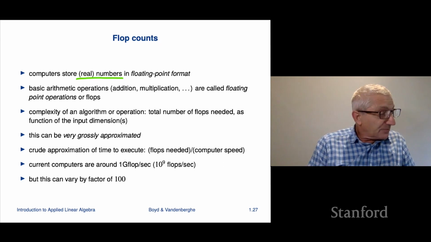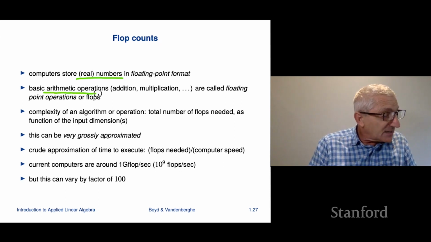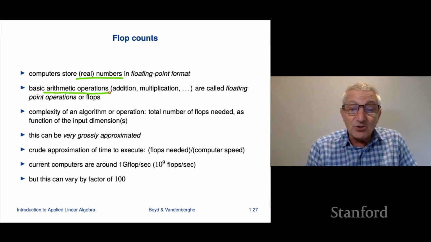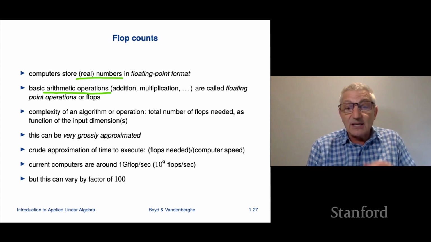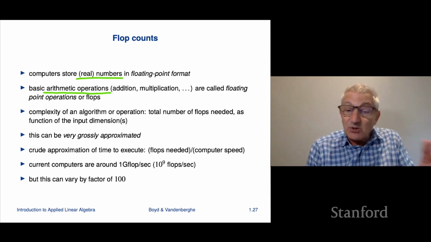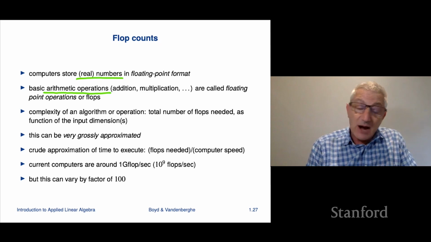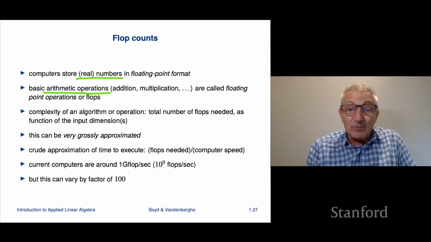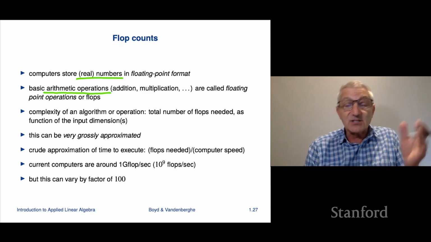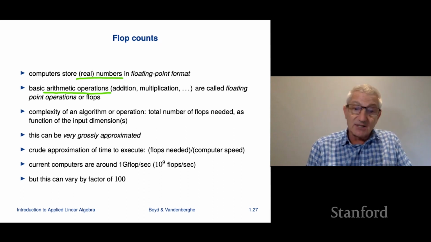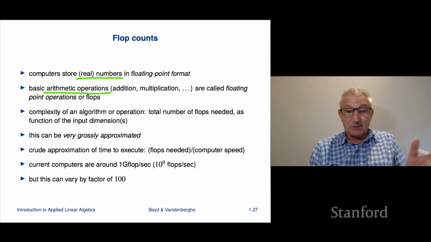Now, when you ask a computer to carry out a basic operation on two floating point numbers, like add, multiply, divide, or subtract, that's called a floating point operation, and the slang for that is flops. A single flop is adding two numbers on a computer.